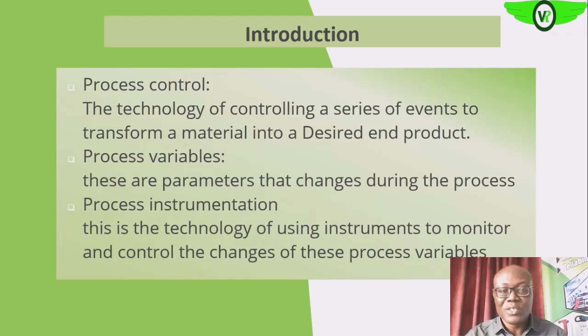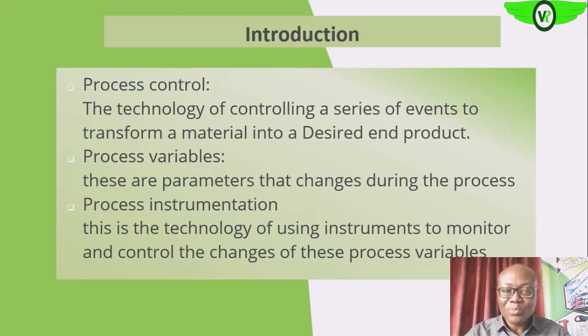Then process instrumentation is the use of technology or the use of instruments to monitor and control the changes in these process variables. That is, as these variables are changing, the technology or the instrument that we use to look at them as they are changing, and then to readjust them to the level that we want them to be, so that our process will bring the desired output.